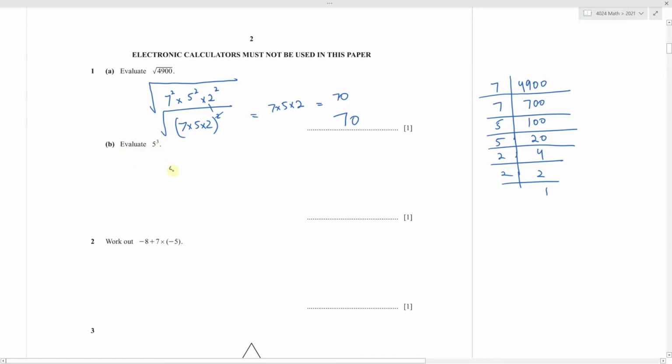Evaluate 5 power 3. So this is 5 times 5 times 5. This is 25 times 5. 5 fives are 25, 2 carry, 5 twos are 10, 12, 125.